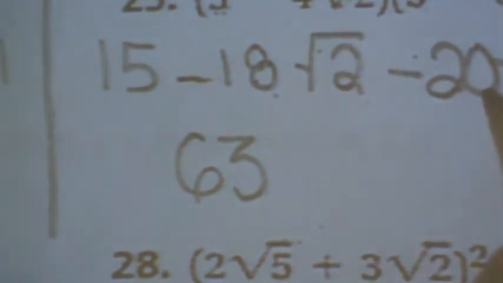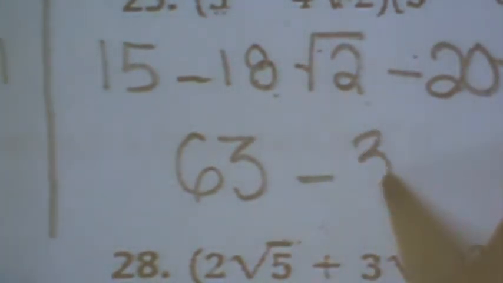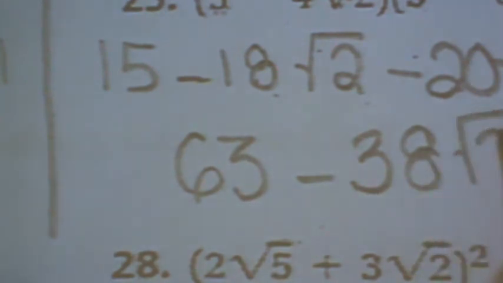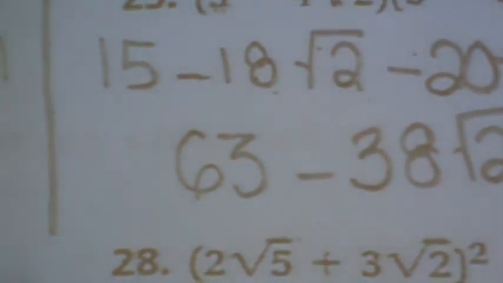15 and 48. What do you get? 15 and 48. 63. And then what's negative 18 plus negative 20? Negative 38 root 2. Good job.